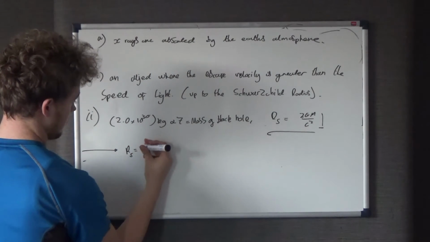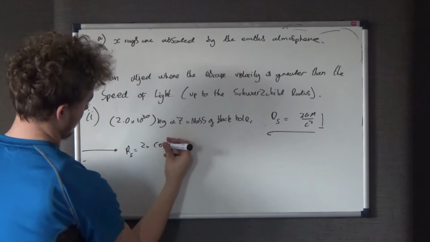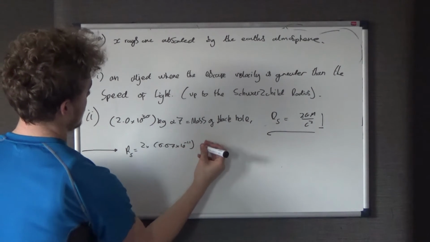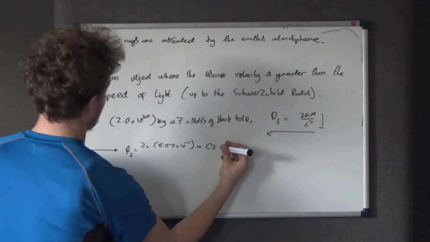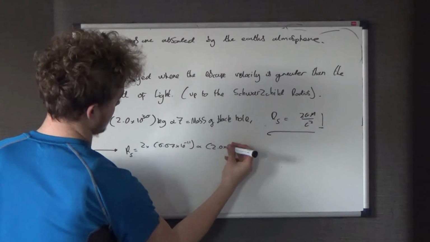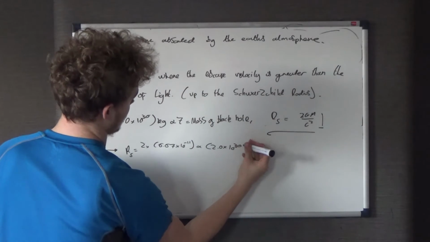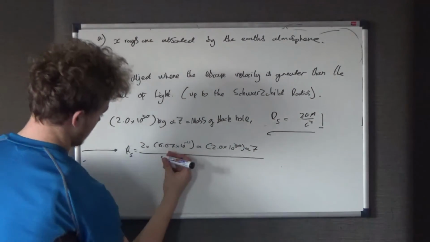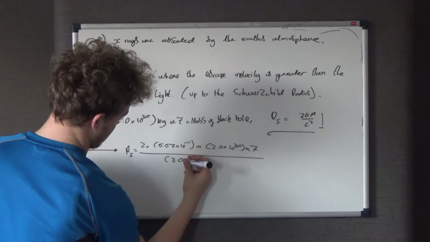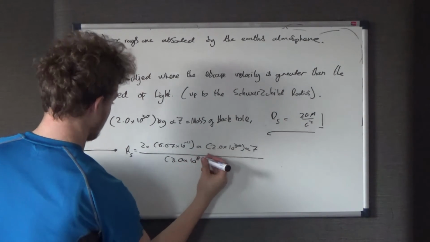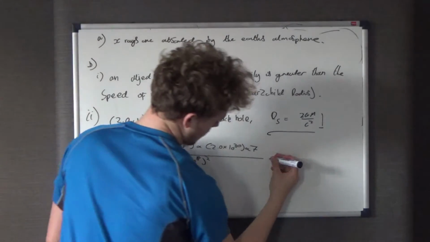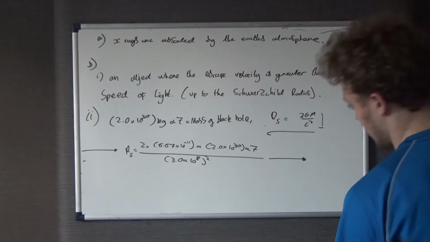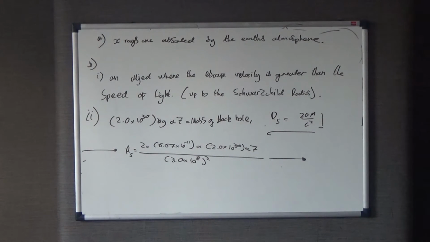Okay, so Rs is equal to 2 times the gravitational constant, which is 6.67 times 10 to the minus 11, times the mass of the black hole, which is obviously 2 times 10 to the 30 times 7, or you could work that out individually, doesn't really matter. It's all over c squared, which is obviously 3 times 10 to the 8, because we need it in metres, all squared. So that will give you the radius of the black hole.